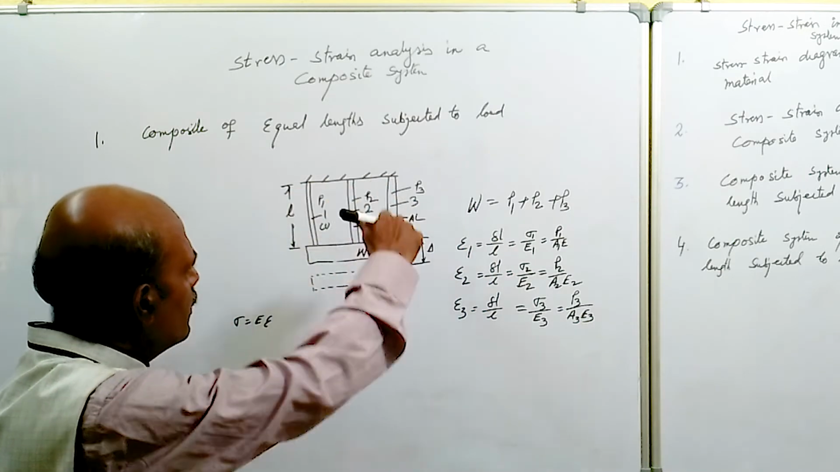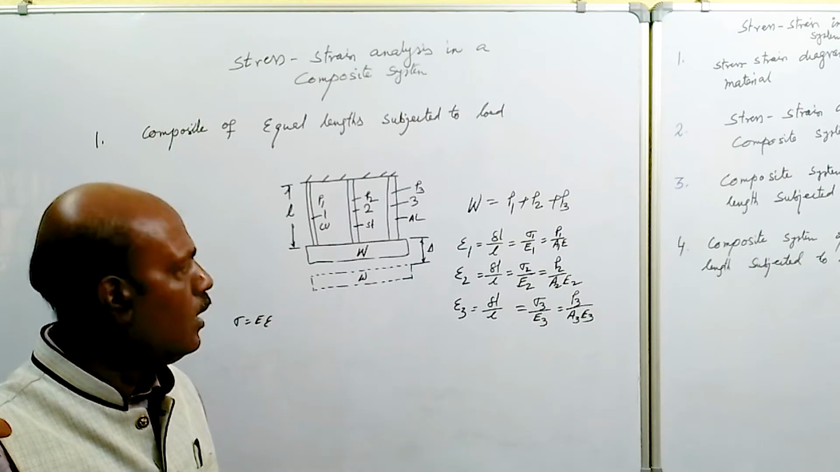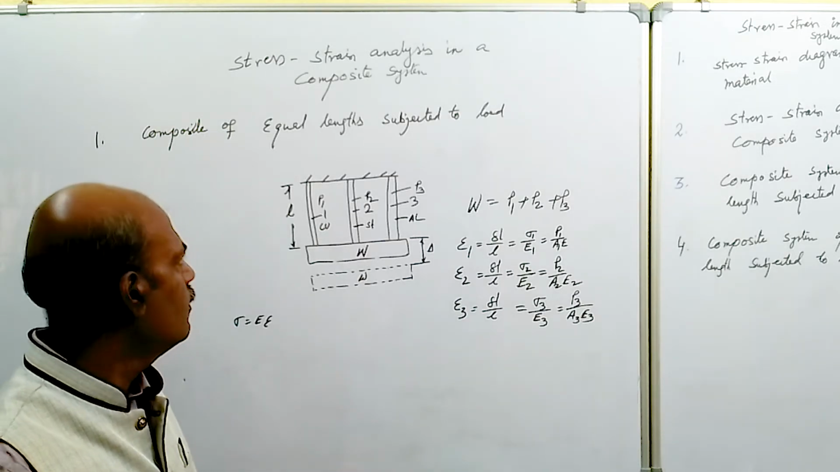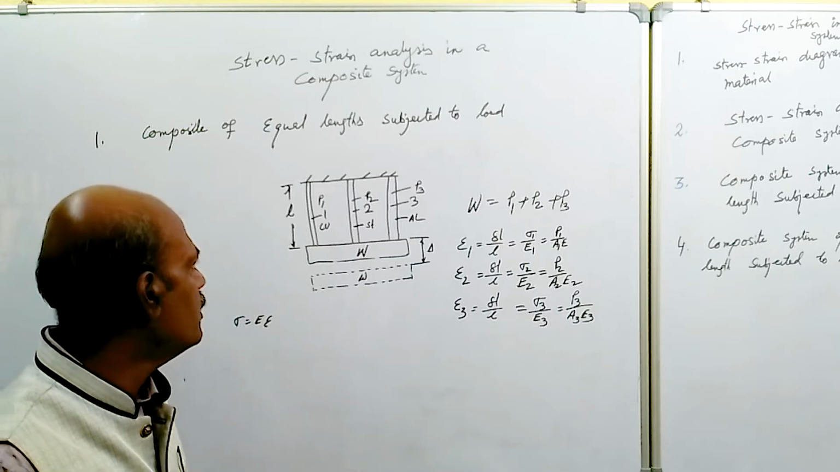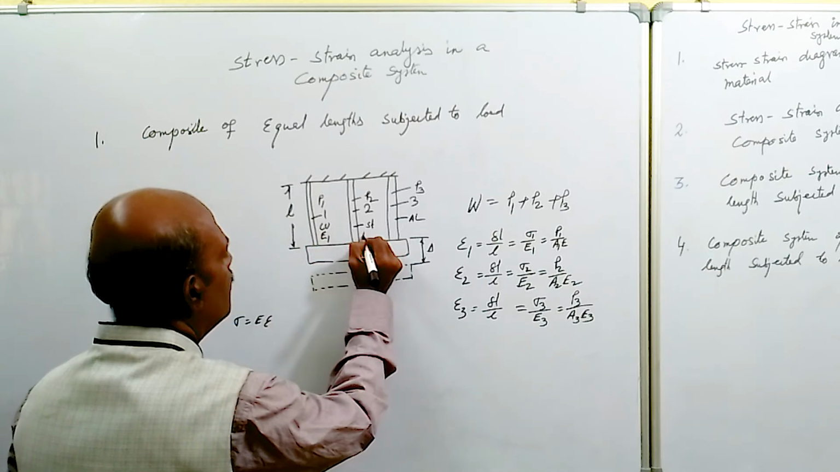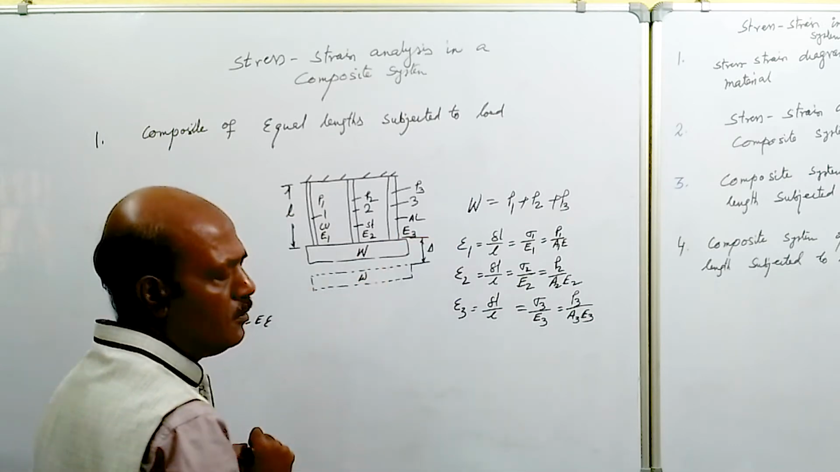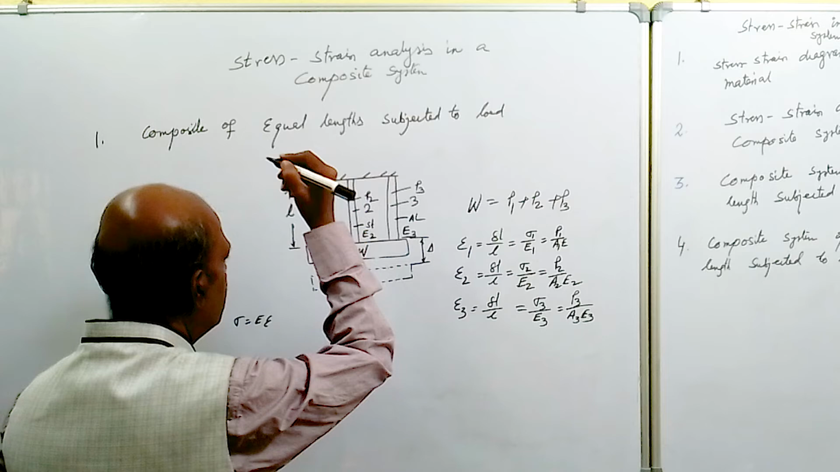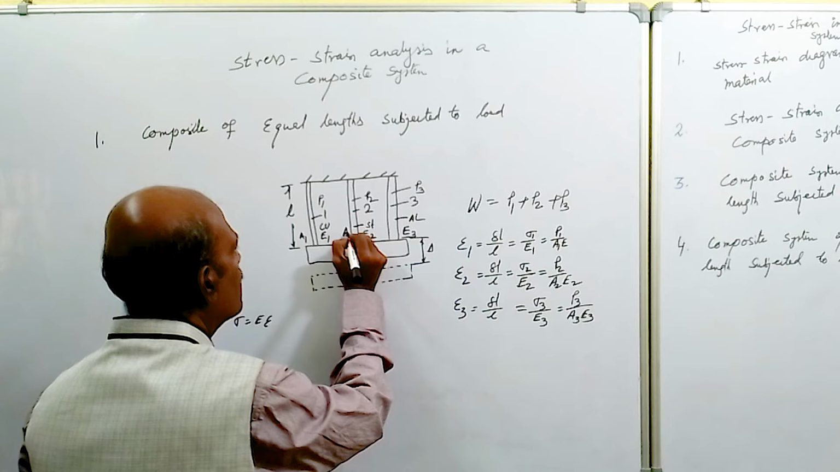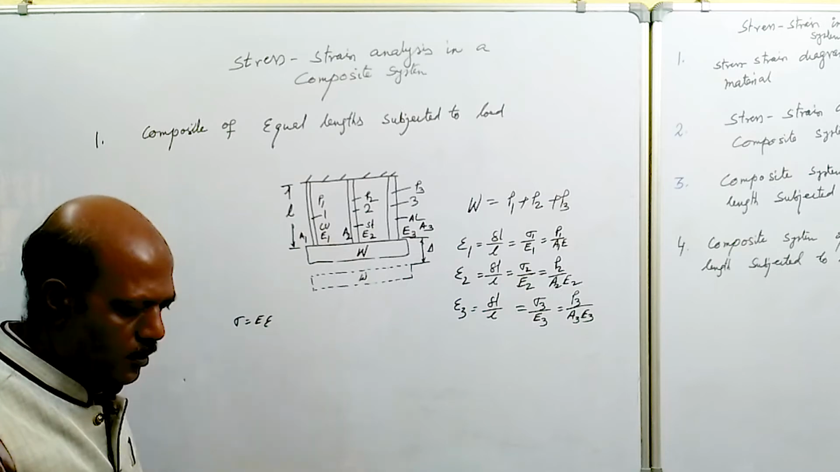We have considered 3 bars. 3 bars are taking the load. The length of all the bars is equal. P1 is the load taken by the first bar, P2 is the load taken by the second bar, and P3 is the load taken by the third bar. Young's modulus of elasticity of bar 1 is E1, second bar is E2, and third bar is E3, and the cross-sectional area, say, is different. So A1 is the cross-sectional area of the first bar, A2 is the cross-sectional area of the second bar, and A3 is the cross-sectional area of the third bar.